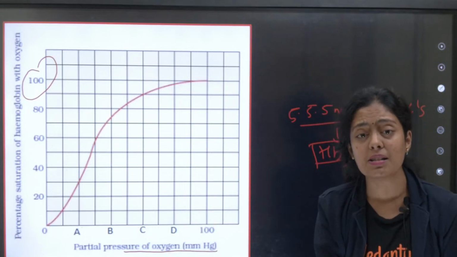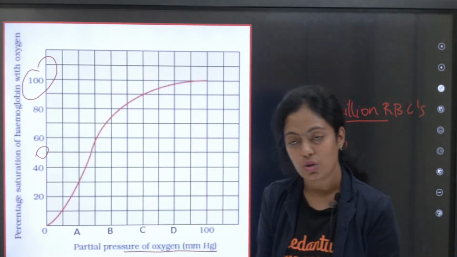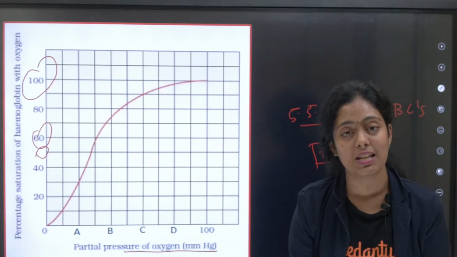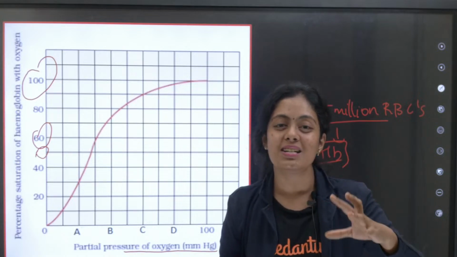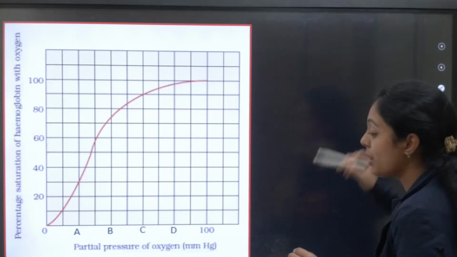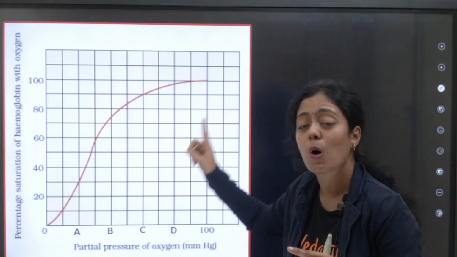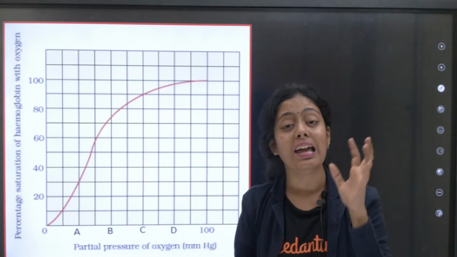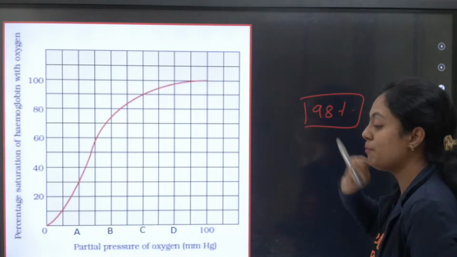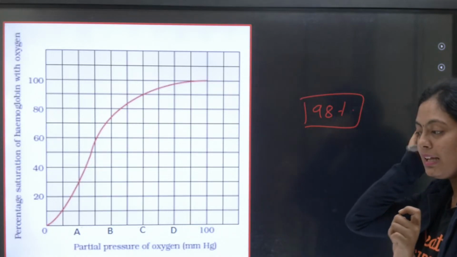If 50% of my hemoglobin is bound with oxygen, then it is 50% saturation. If 60% is bound, then it is called 60% saturation. In the COVID time, many people used a device called a pulse oximeter, remember? They put it on the finger. Why do they do that? To find the oxygen saturation. In a healthy individual, the oxygen saturation should be up to 98%. Yes, 98% in a healthy individual.